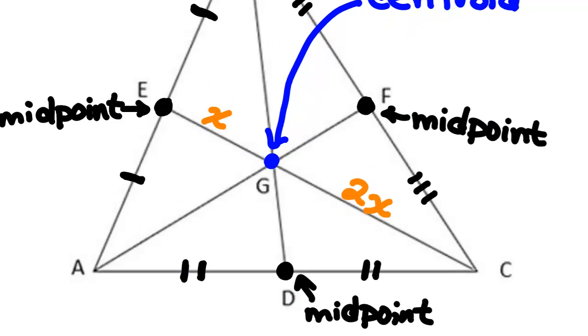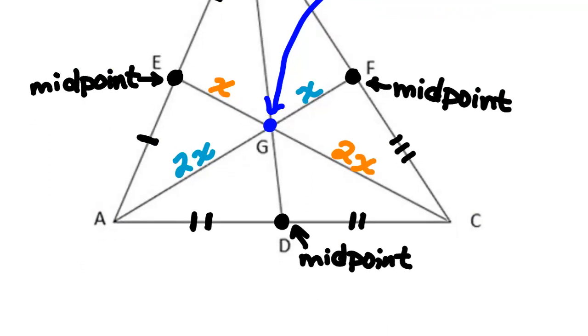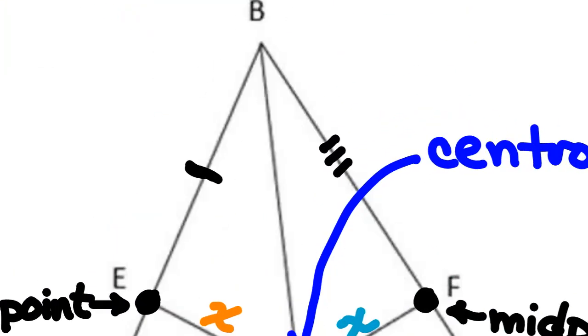How would we label from A to G? Would that be x or 2x? 2x. What about from F to G? That would be x. From G to D? x. And from G to B, 2x.